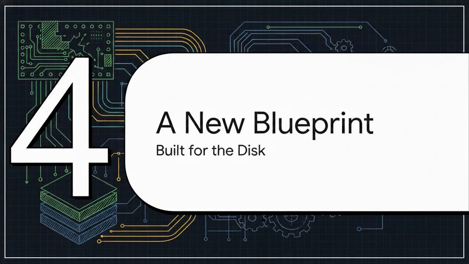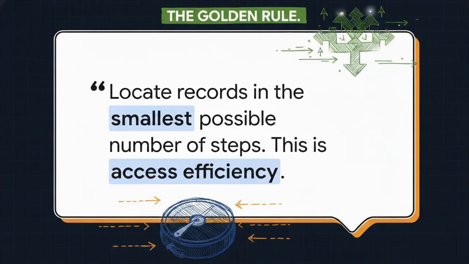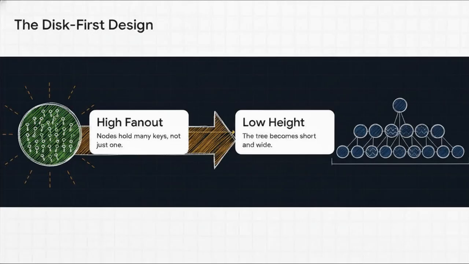But from its ashes, we can figure out a totally new blueprint, a new set of rules for building a data structure that's designed specifically for the disk, right from the start. And that blueprint has one golden rule, one guiding principle above all else: minimize disk access, period. Every single design decision we make has to serve that one purpose. We have to avoid going to that slow, clunky disk as much as humanly possible. So, how do we do that?